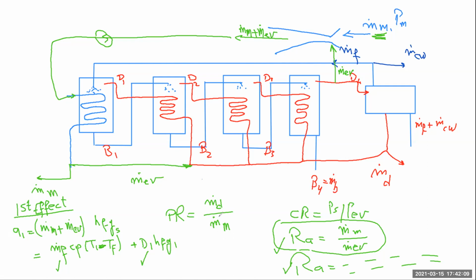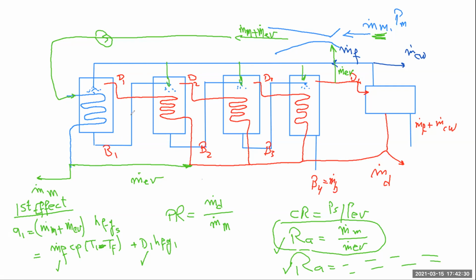The thermal vapor compression is not necessarily associated with forward feed. We can have this system of TVC also applied with a parallel feed. So that's something that we can do. We can have a parallel feed and the same thing can be done.